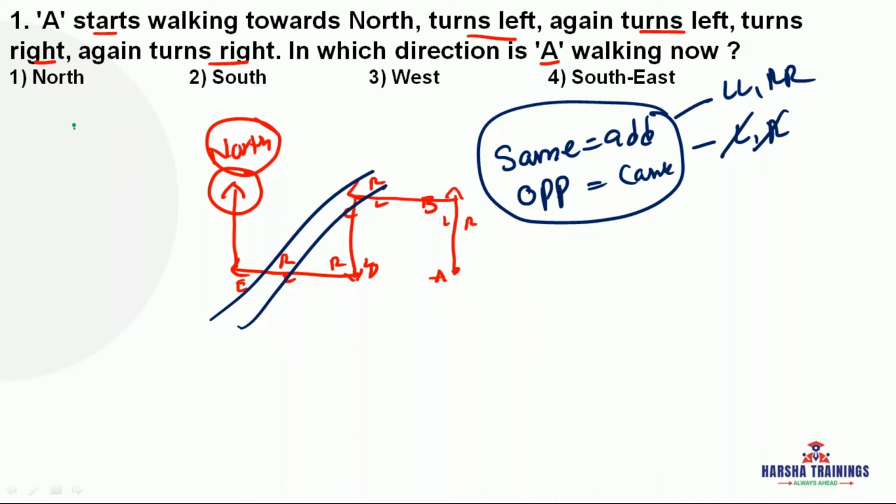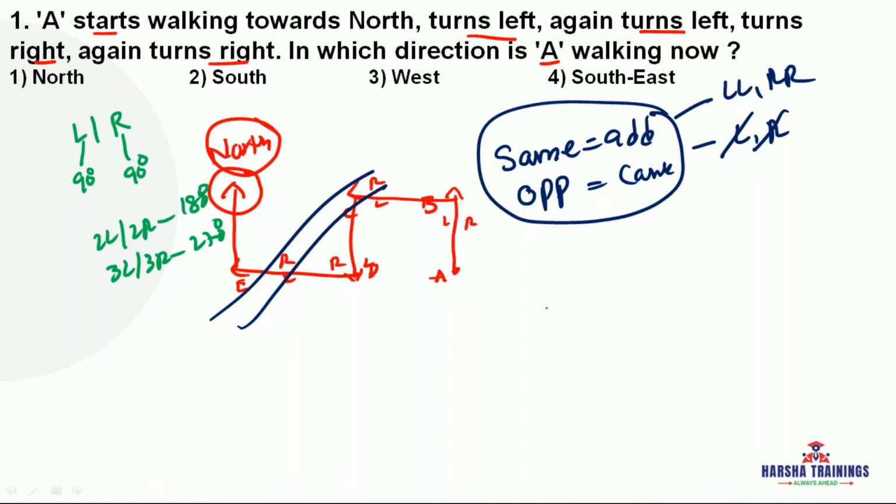Look at this thing, guys. Here you already know: left means anti-clockwise, right means clockwise. One left means 90 degrees, one right means 90 degrees. Two lefts, two rights means 180 degrees. Three lefts, three rights means 270 degrees. Four lefts, four rights means 360 degrees. Just remember these points, guys.